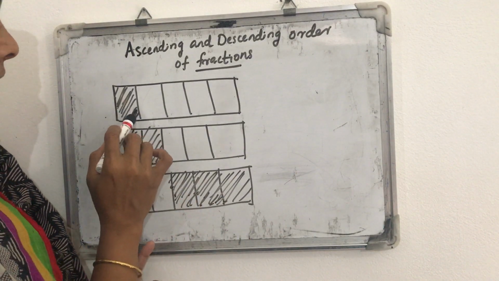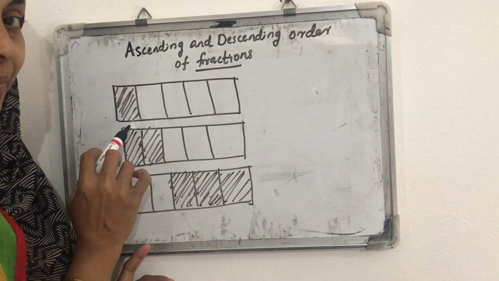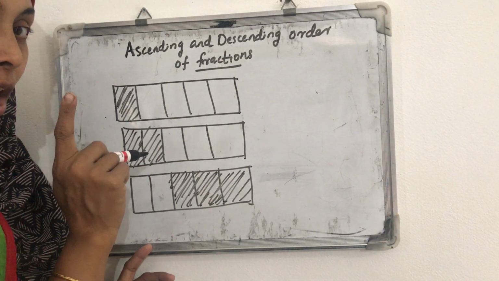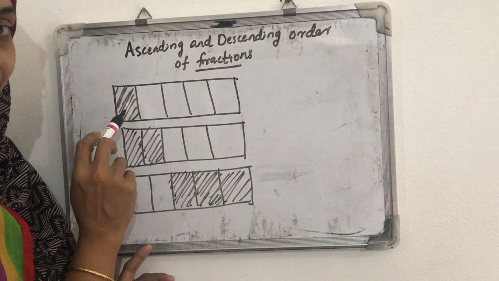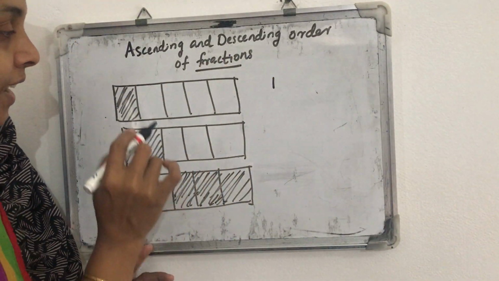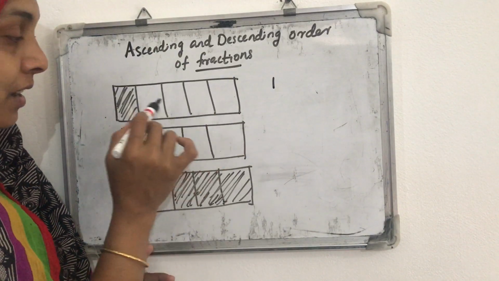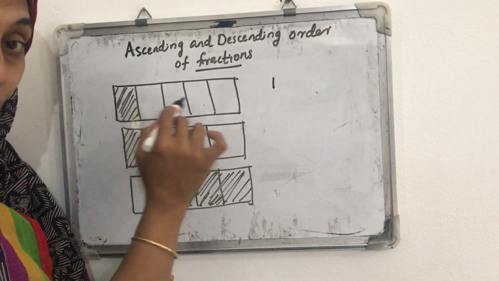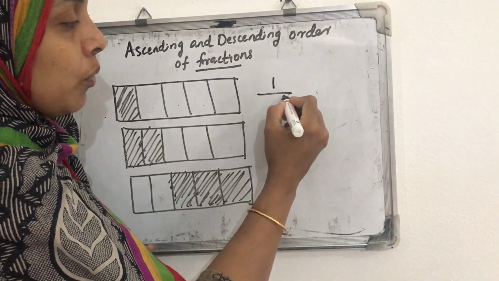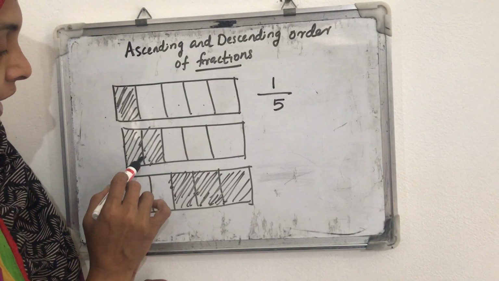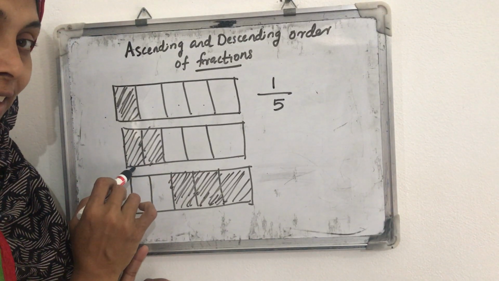What is the fraction of this shaded part? What will be the numerator in this case? How many parts are shaded? Only one part is shaded, so the numerator will be 1. Then how many total parts are there? 1 2 3 4 5. 5 total parts are there, so the denominator will be 5.